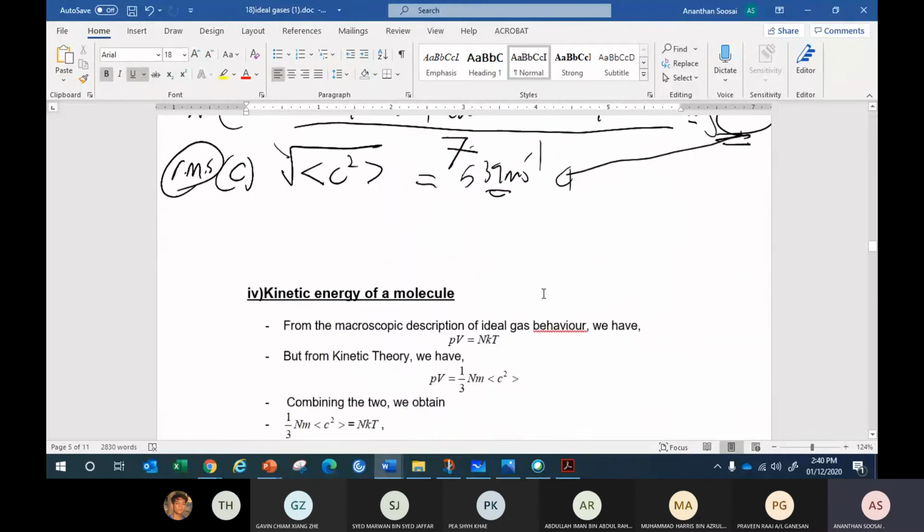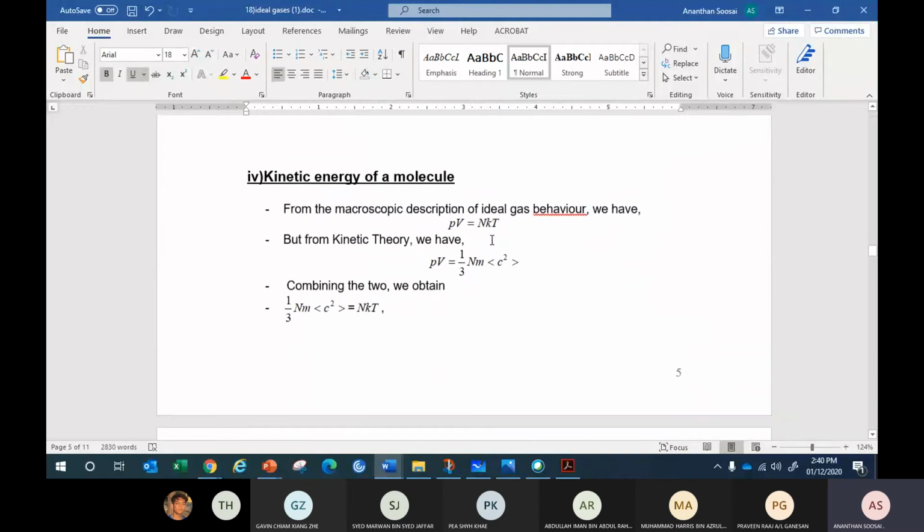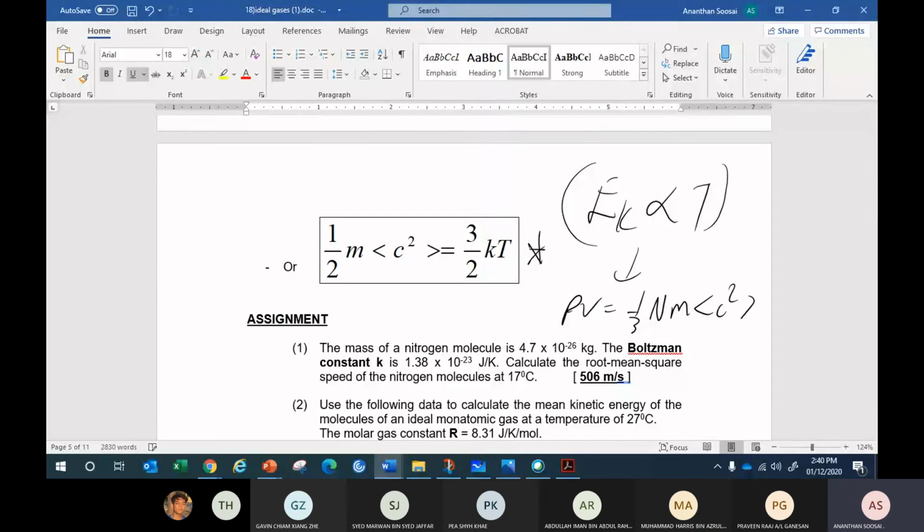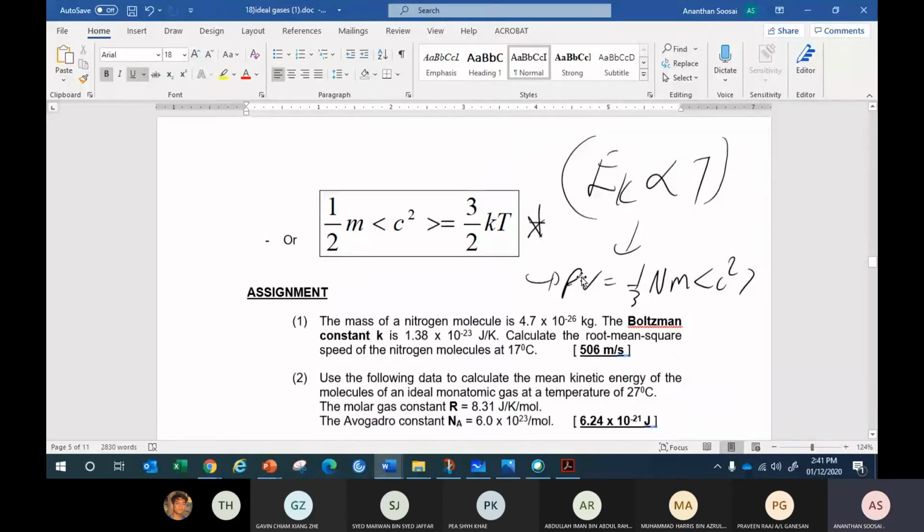So then, as I said, comparing the two formulas, we got the kinetic energy formula. Half mc squared is 3/2 kT here. A big breakthrough in science. The kinetic energy is found to be proportional to temperature. This only materialized with the existence of PV equals 1/3 Nmc squared by theoretical scientists. So this is the topic of ideal gas law. We're done with the topic already.